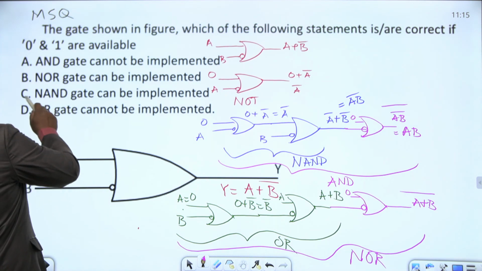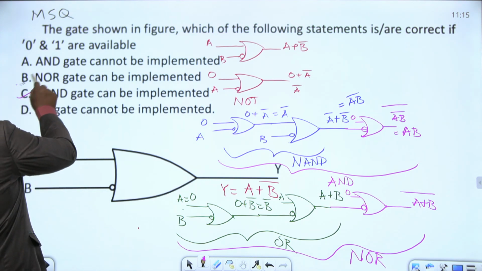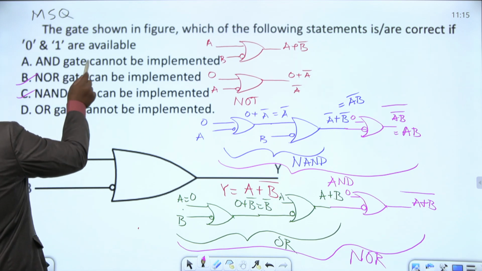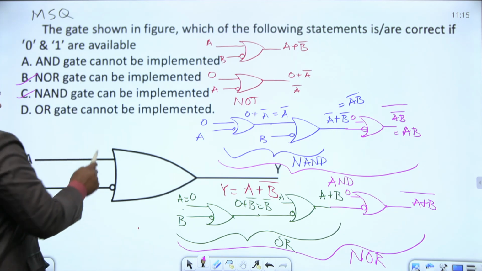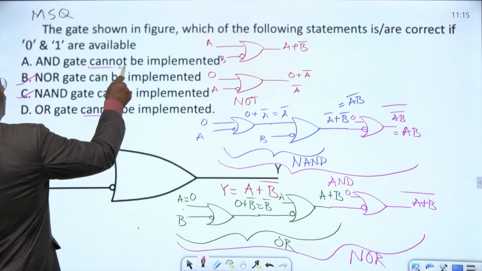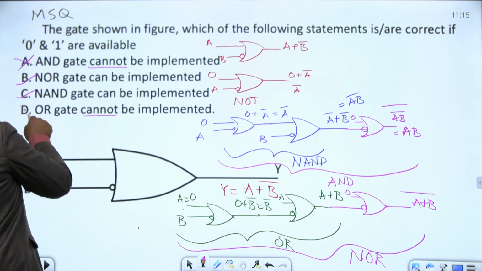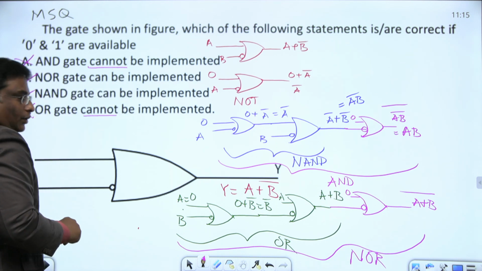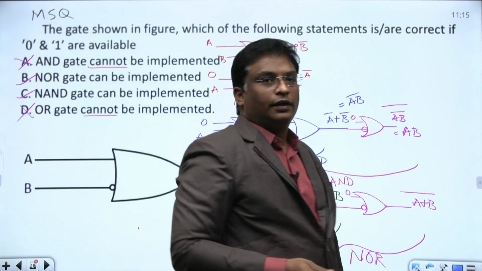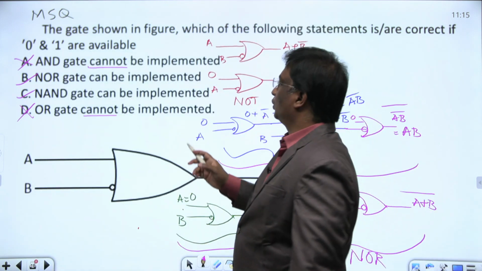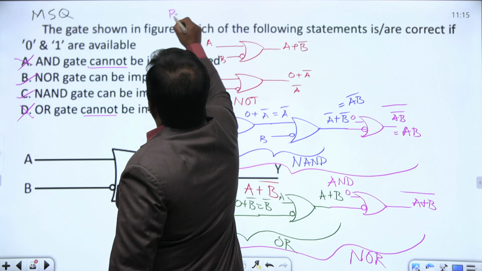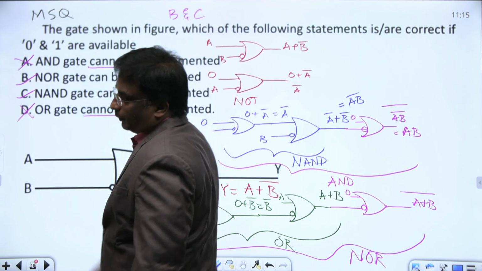See the options. NAND gate can be implemented, NOR gate can be implemented, AND gate can be implemented, OR gate can be implemented. But here one option says cannot be implemented. This is a multiple select question, so too many options can be correct here. Here the answer is B and C are correct. Both B and C are correct.